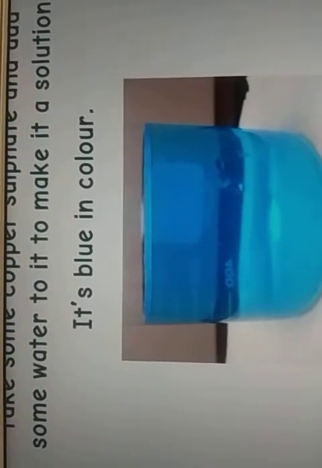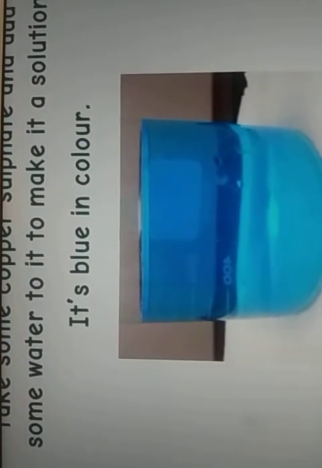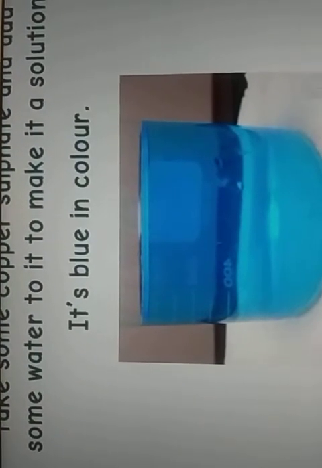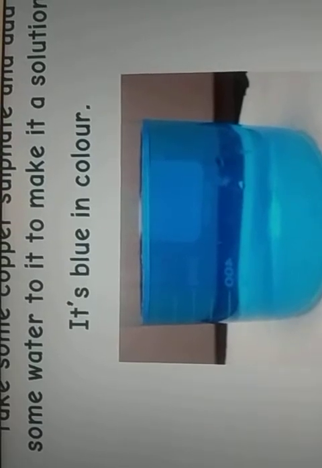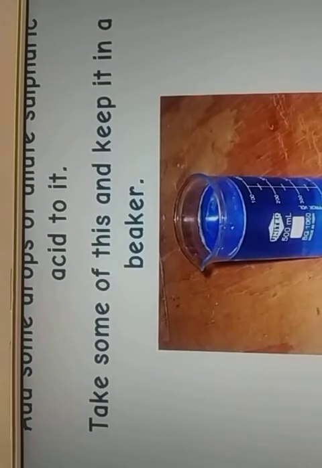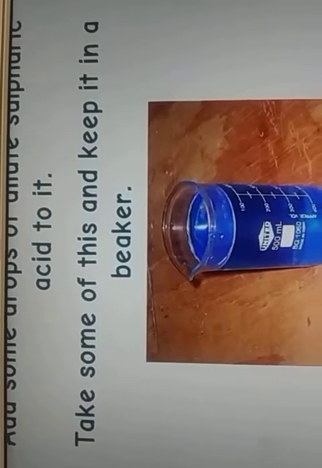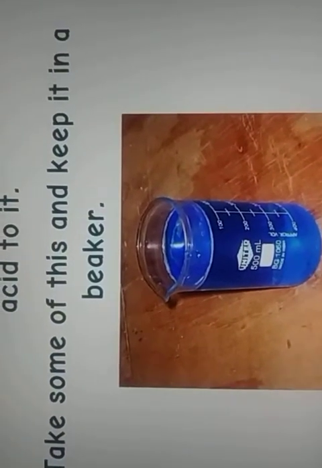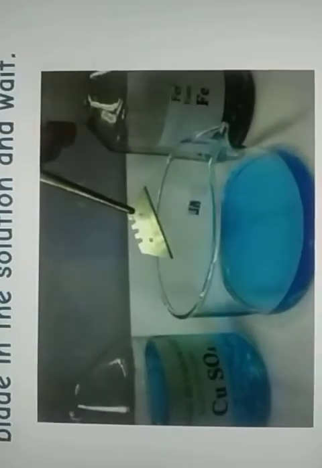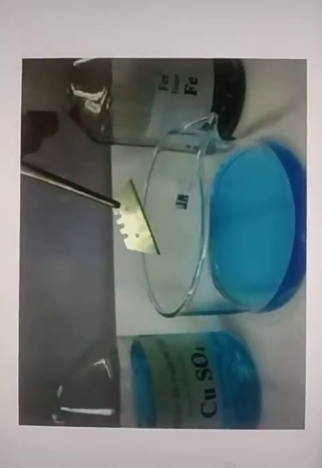Take some copper sulfate and add some water to it to make it a solution. It's blue in color. Add some drops of dilute sulfuric acid to it. Take some of this and keep it in a beaker. Drop some iron article like a shaving blade into the solution and wait. In half an hour, the solution changes color. The blue solution turns green.